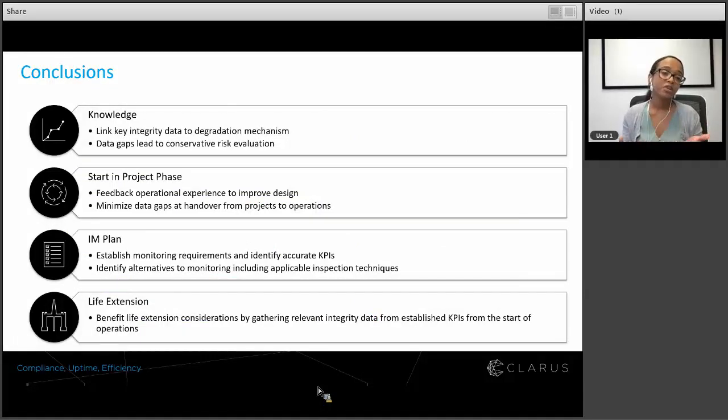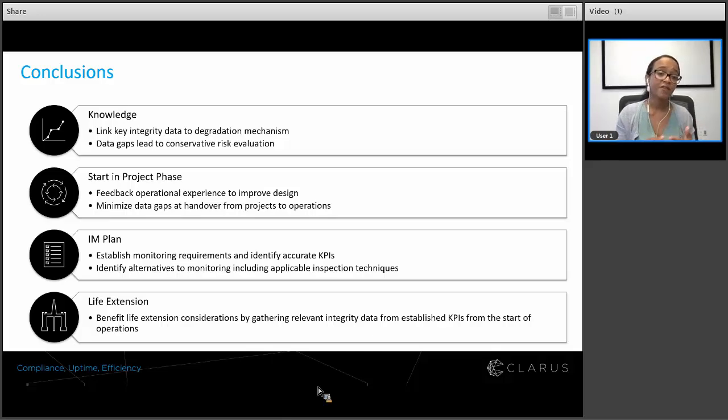So in conclusion, knowledge is well documented through the risk assessment process. It helps us link key integrity data to the degradation mechanism and how that changes over time and throughout the life of the asset. Data gaps will lead to a more conservative risk evaluation and therefore warrant more assessment. A good example of this is when we have fabrication records available. It helps us utilize actual measured wall thicknesses as opposed to nominal, which might be a benefit when looking at fitness for service of a component versus when we don't have corrosion allowances or they're not well known. That will lead to a more conservative approach to risk.